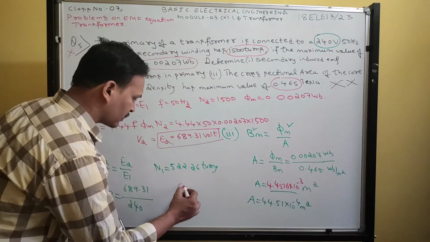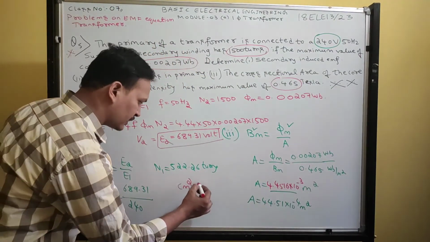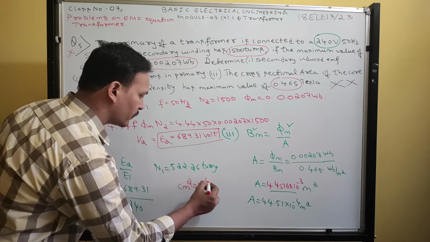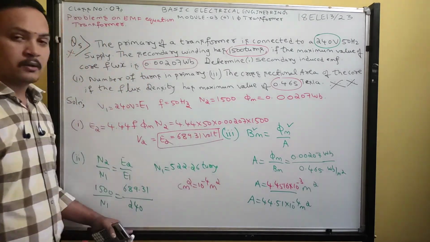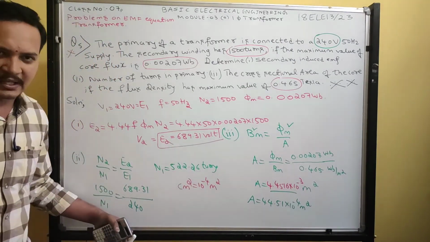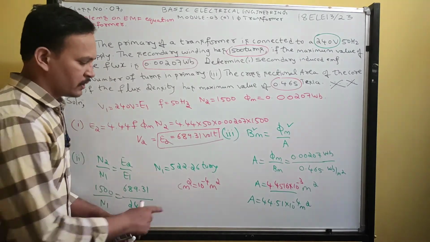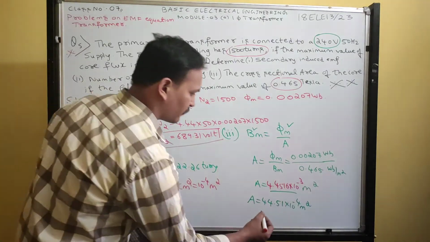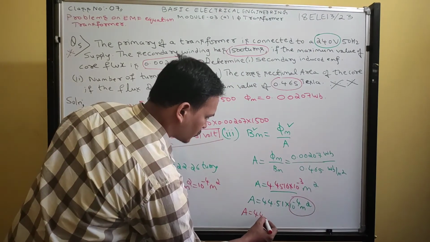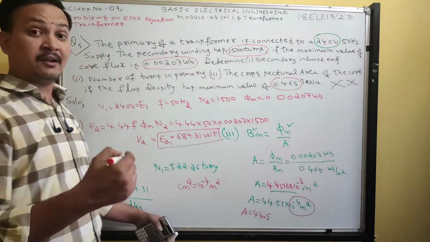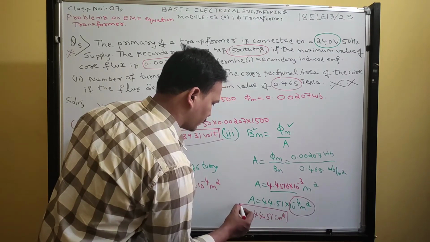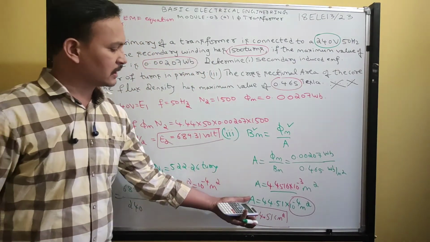As I said earlier, centimeter square can be written as 10 to the power of minus 4 meter square. Watch the first or second problem, you will get an explanation for this. So therefore, this whole thing I can write in centimeter square. So the cross-sectional area of the core is 44.51 centimeter square. I converted the final result into centimeter square.